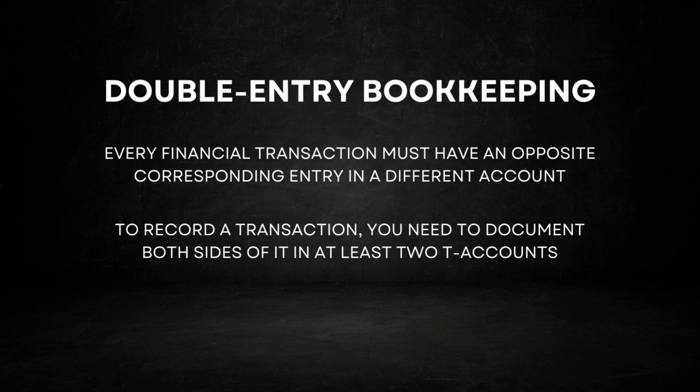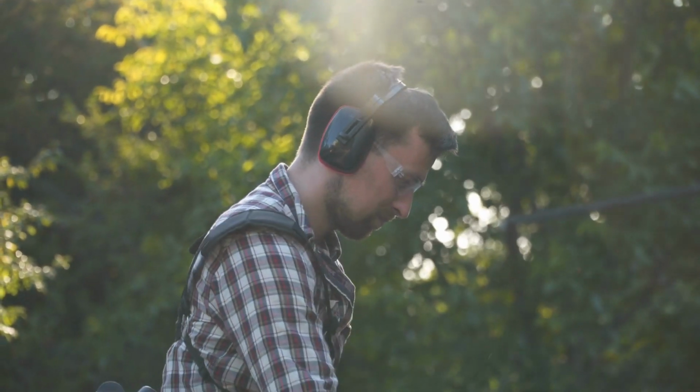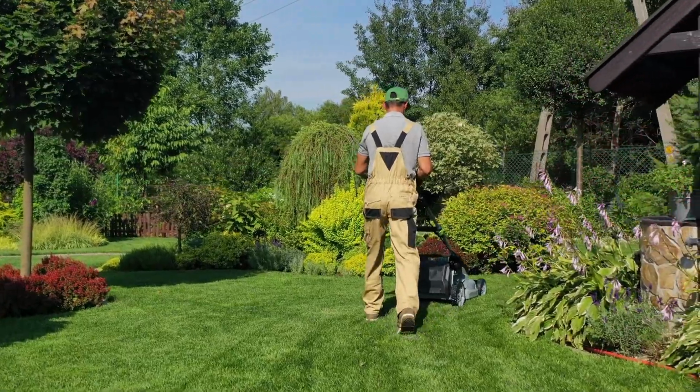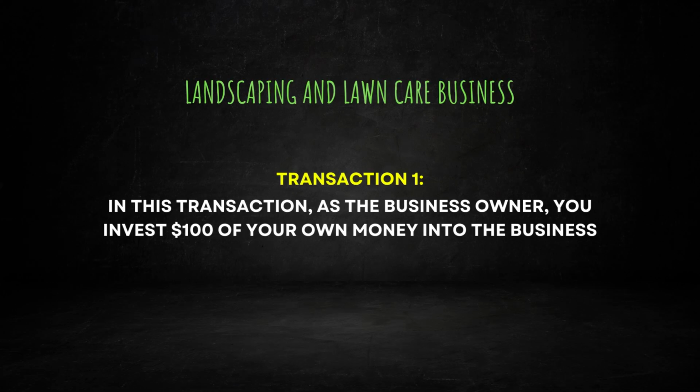To further deepen our understanding of double-entry bookkeeping using T accounts, let's explore a series of transactions that took place during the first month of my landscaping and lawn care business. Transaction 1. In this transaction, as the business owner, you invest $100 of your own money into the business.